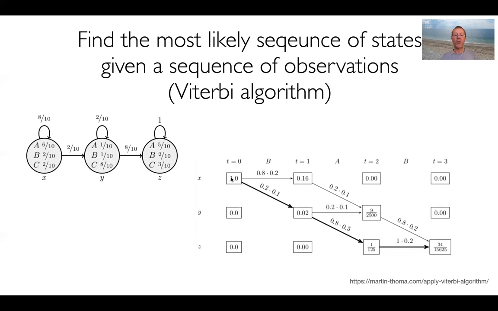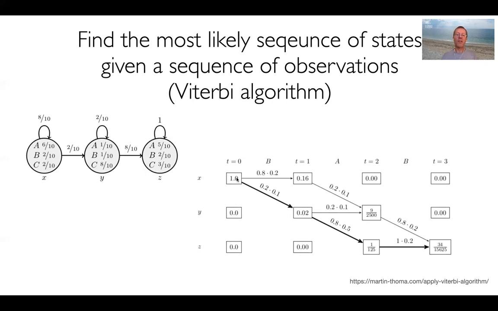So the rule was we have to start in X. So at time 0, probability to be in X is 1. And the rule was that we have to end up in Z. So at the last step, after we've taken 3 steps, the probability to be in either X or Y should be 0. And there should be some probability to be in Z, while having generated BAB, right? So here's how it works out.